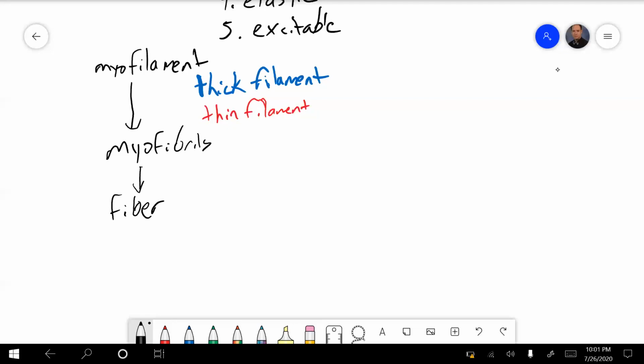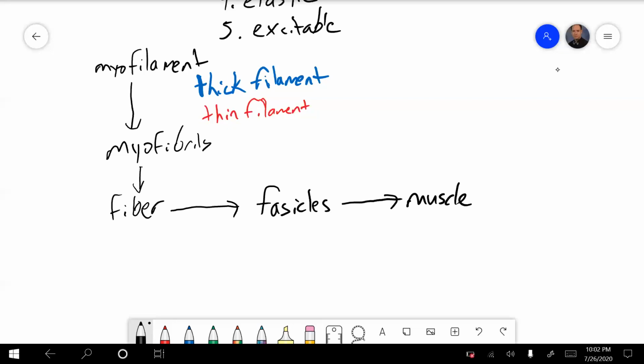Then myofibrils are bundled together into the muscle fiber. Muscle fibers are bundled into things called fascicles. And then the fascicle is bundled into the whole muscle. So a muscle is a bundle of fascicles. A fascicle is a bundle of fibers.